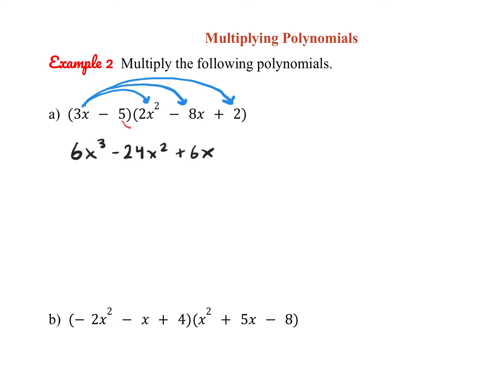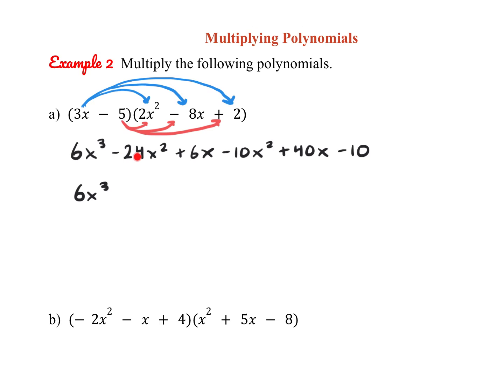And then I'm going to go in and do the same thing. I'm going to distribute the negative 5 to all three terms. So I have negative 10x squared, positive 40x, be careful with the negative times the negative, and then minus 10. Then once you've done this, all we need to do is combine like terms. So we only have one x cubed term.